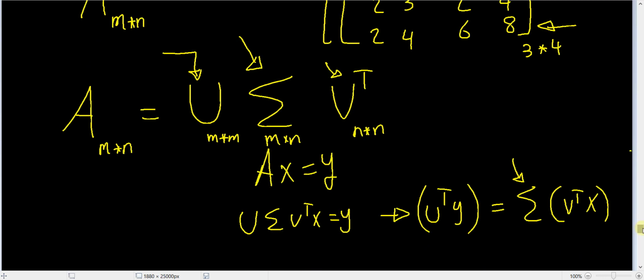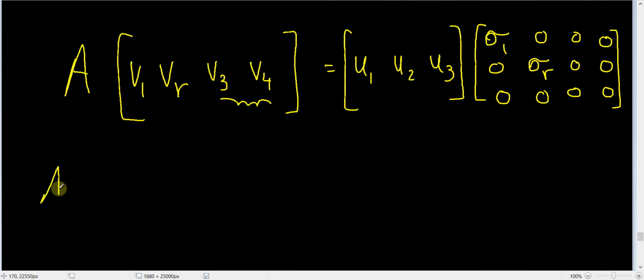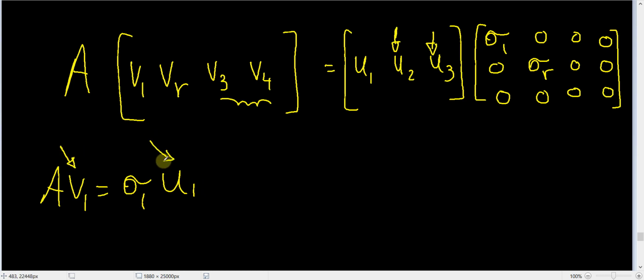Now let's see whether this is still valid or not. We have A multiplied by V1 to be equal to sigma 1 U1 plus 0 multiplied by U2 plus 0 multiplied by U3, and this is equal to sigma 1 U1. So this is good. A vector in the row space gets mapped to some vector in the column space.